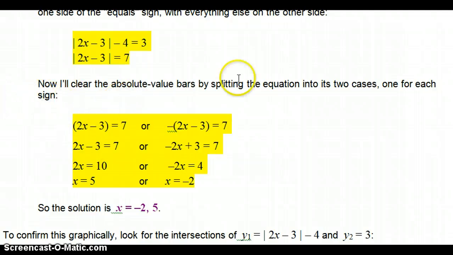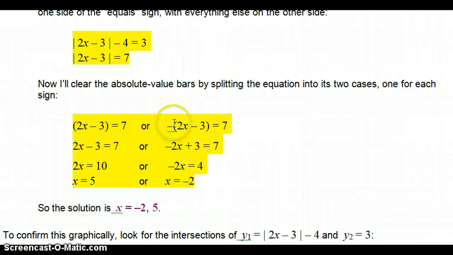So now I'll clear the absolute value bars by splitting the equation into its two cases, one for each sign. Just like we did earlier, you always have to split it into two cases, the positive, the negative. So fill this out, 2x minus 3 equals 7. So we add 3 to both sides, we get 10. 2x equals 10, we divide both sides by 2. 10 divided by 2 is 5.